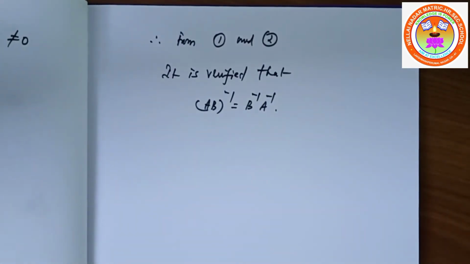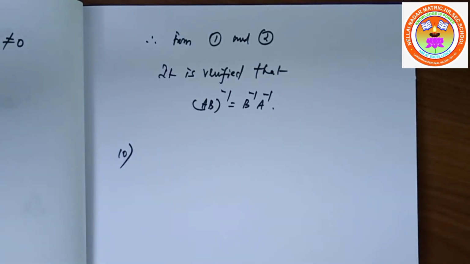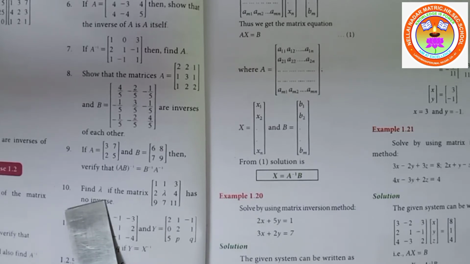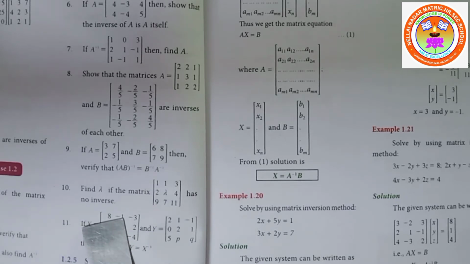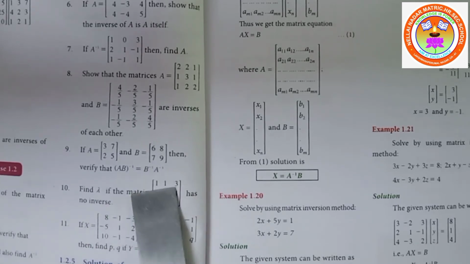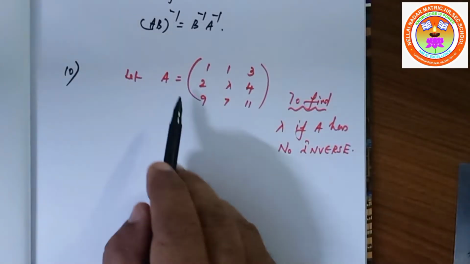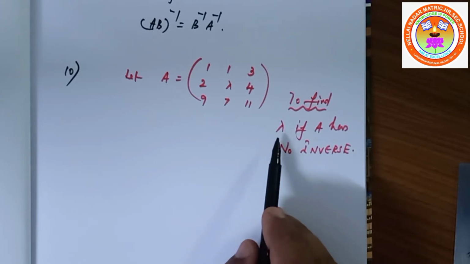Now I'll be teaching problem number 10. That is problem number 10. Find lambda if the given matrix has no inverse. I consider the given matrix as capital A. You are asked to find the value of lambda.